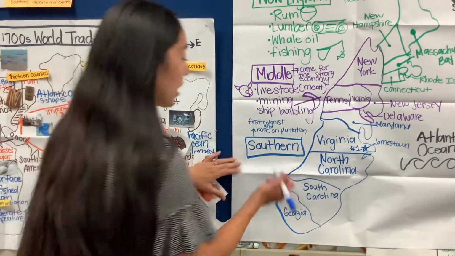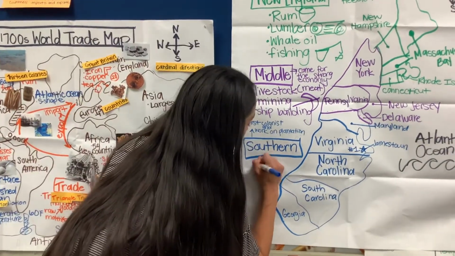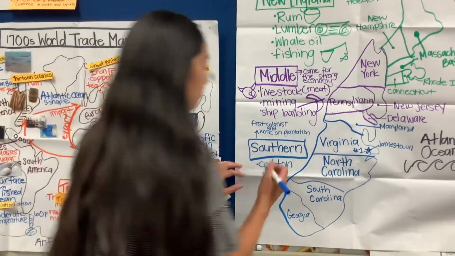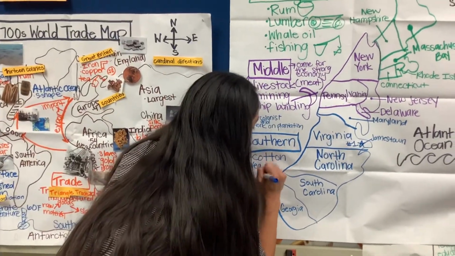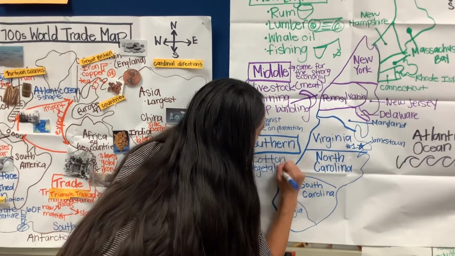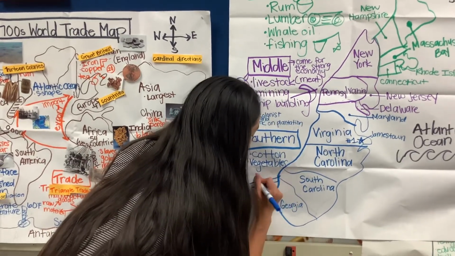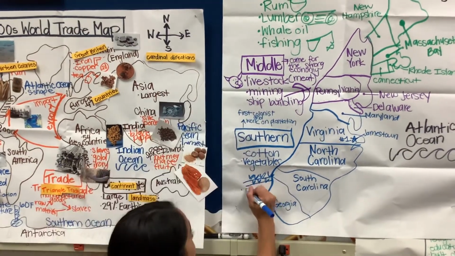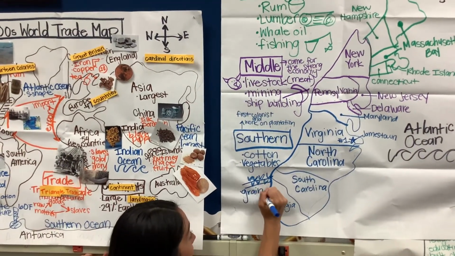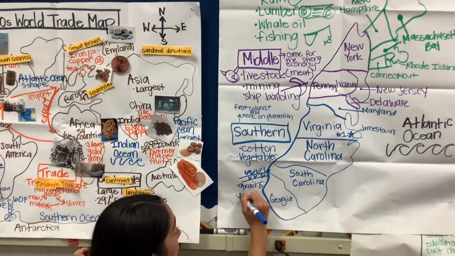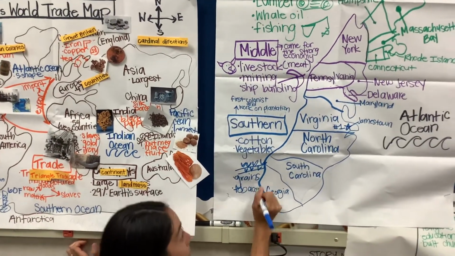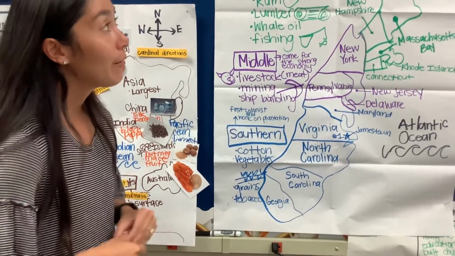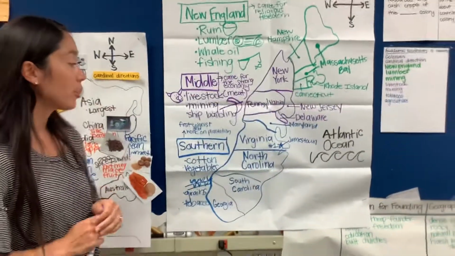They worked on this farmland, and so the southern colonies were known for their cotton. Say cotton. In addition, they had healthy soil, so they were able to grow lots of vegetables. Say vegetables. They also grew grains. Say grains. And they grew tobacco. Say tobacco.